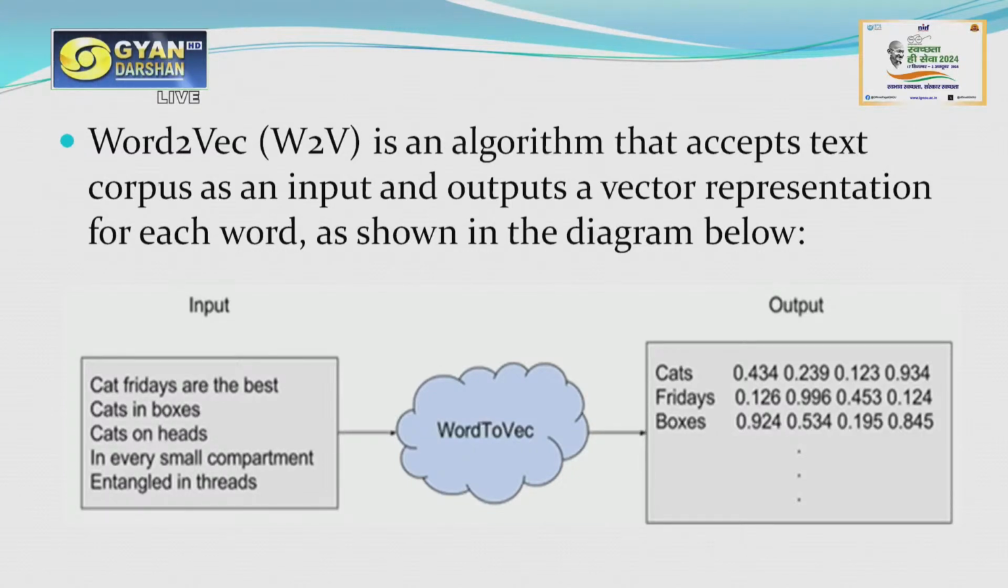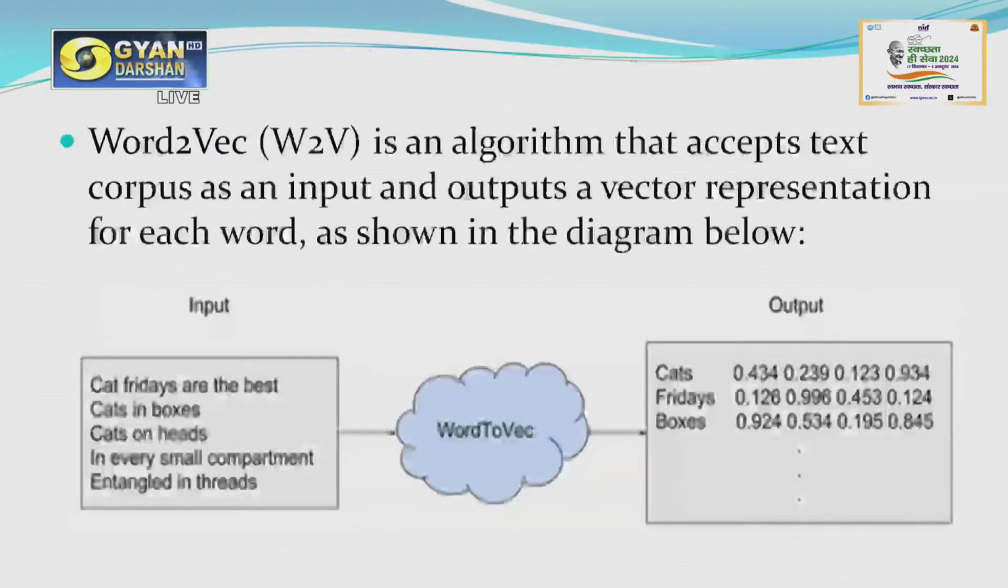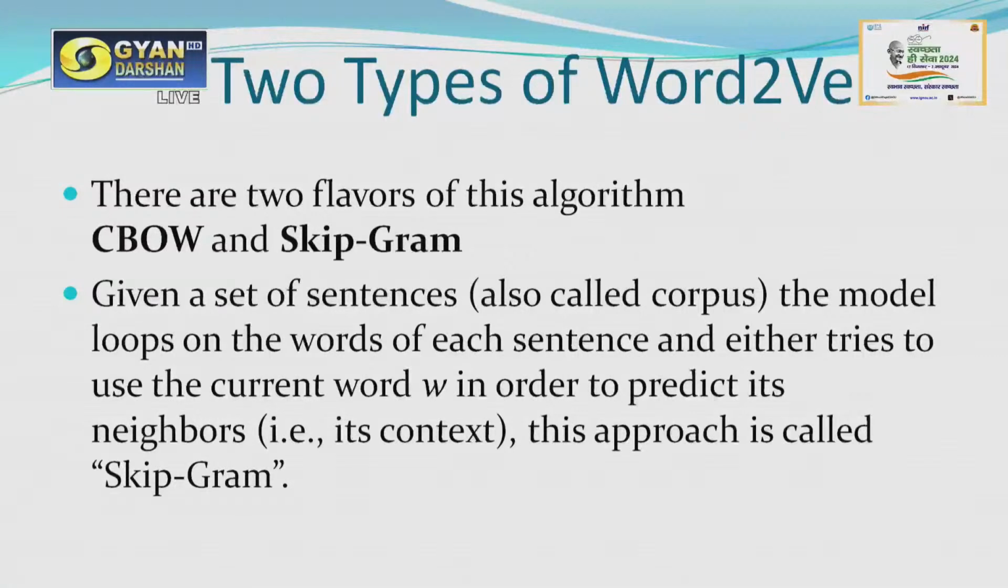So this is how word-to-vec works, using two types of principles. One looks at the words together, and the second takes the predicted surrounding words into consideration. So there are two types of word-to-vec, two flavors of the same algorithm. One is continuous bag of words, and the second one is skipgram.